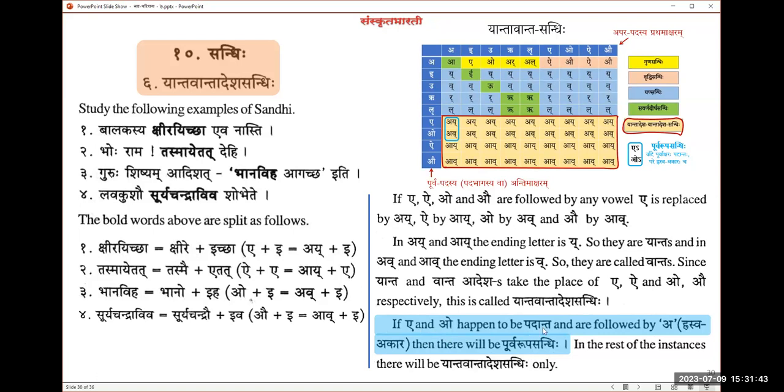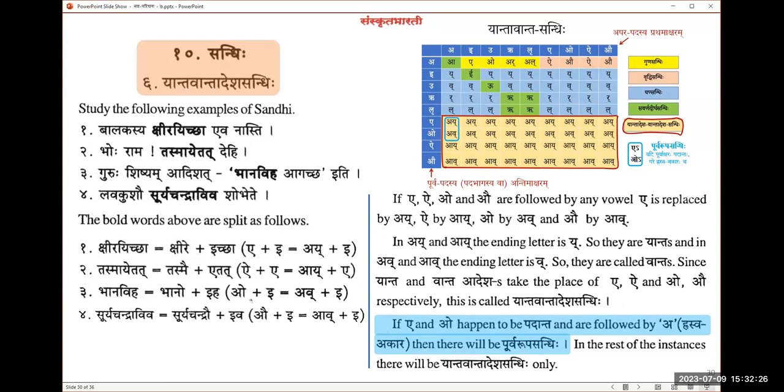If e and o happen to be padanta and are followed by hrasva akara, only a, then there will be Purva Rupa Sandhi. See the deterministic way in which they say, then there will be Purva Rupa Sandhi. That means this is a hard exception, not an optional exception. But it is restrictive. The purva word has to be padanta. That means it cannot be internal sandhi. In internal sandhi, you have to do Ayadesha. But in external sandhi, where the purva antima akshara is a padanta akshara, there you have to do Purva Rupa Sandhi, not Ayadesha.